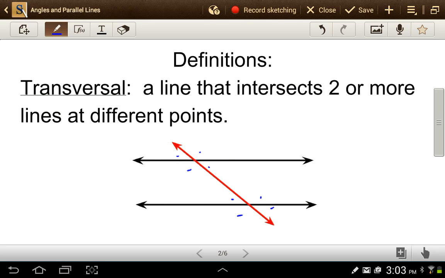And what we're going to do today is once we have that transversal, we're going to focus on the relationship between the angles that are created by that transversal. So make sure you write down the definition, and then make sure you label the transversal. If you have a different color, you can do that, or just put an arrow and then label it transversal. Okay, if you need to pause, go ahead. I'm going to go on to the next definition.